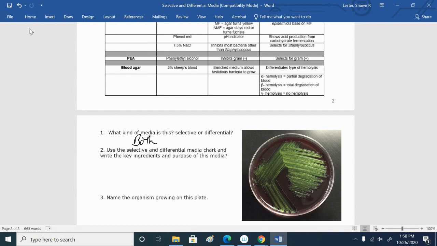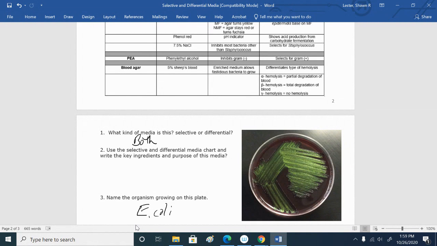And then name the organism growing on this plate. Well, that's easy, right? Shiny green. Is it E. coli? Yep. So, like I said, for our purposes, E. coli is the only thing that's going to make EMB shiny green.